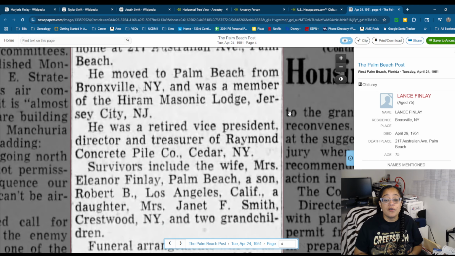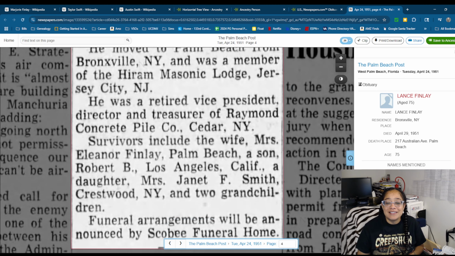He moved to Palm Beach from Bronxville, New York, and was a member of the Hiram Masonic Lodge, Jersey City, New Jersey. So this is awesome because that means Taylor Swift has Masonic lineage and she is eligible for Order of the Eastern Star. We love it.